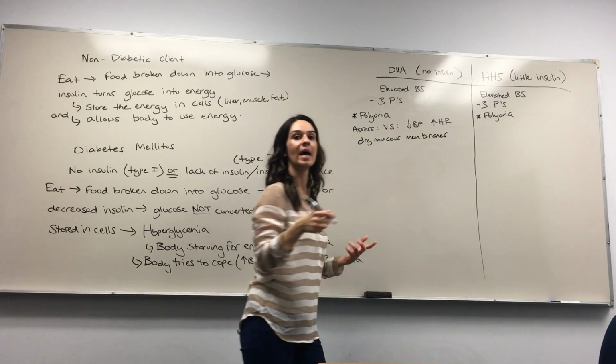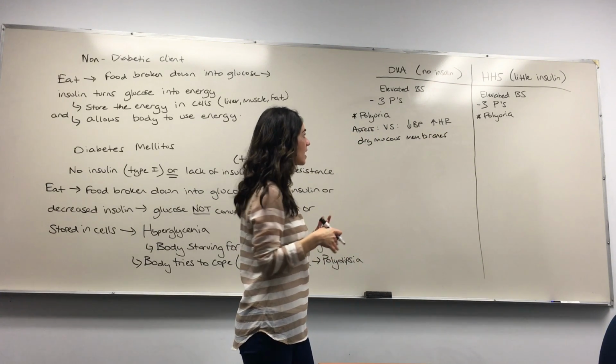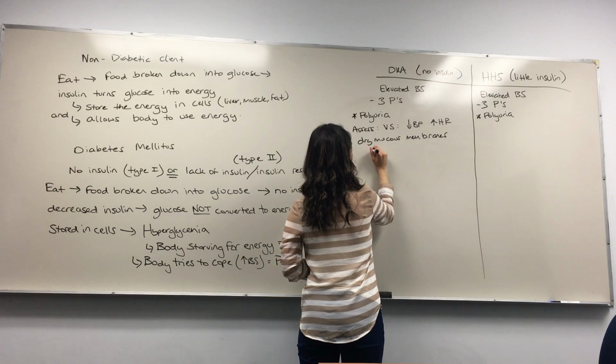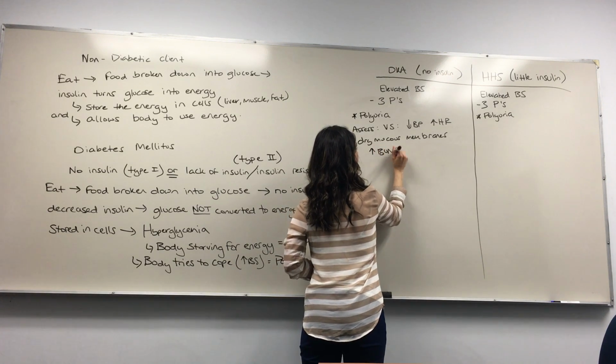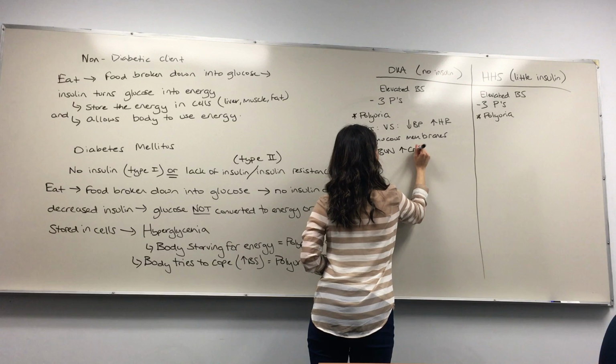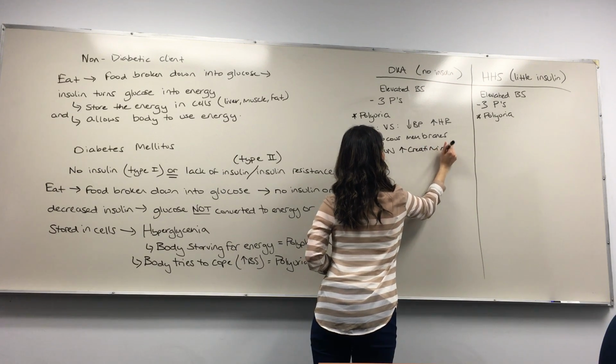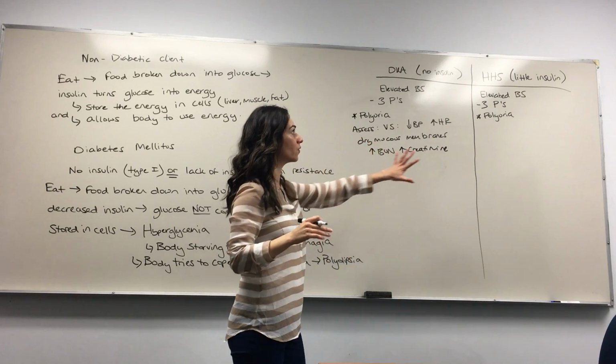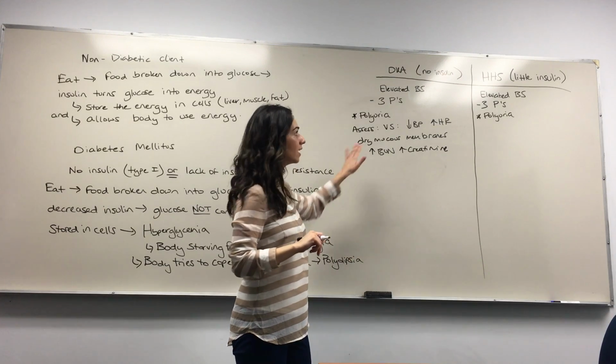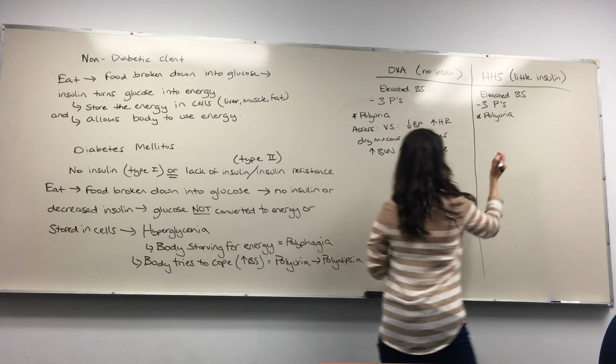And let's think about our lab values for a dehydrated client. Your BUN and creatinine will be elevated, okay? And again, this is universal for HHS. Same thing, they have polyuria, all right?